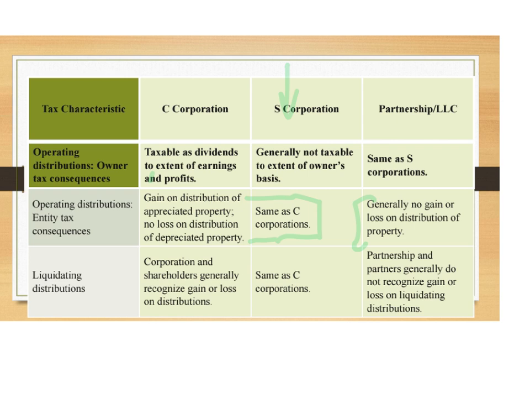What about liquidating distributions? Corporations and shareholders generally recognize gain or loss on distributions. S corps, again, are the same as C corporations. Okay? Remember, partnerships and partners typically did not recognize gains or losses on liquidating distributions. Okay? So in this regard, S corporations behave like C corporations. All right? So let's do some problems.